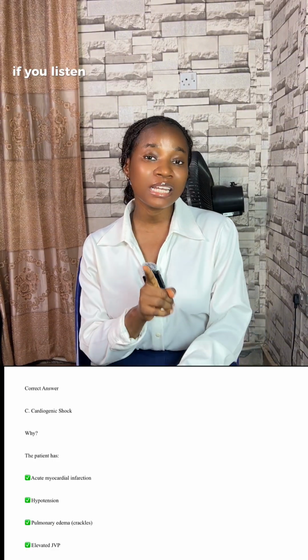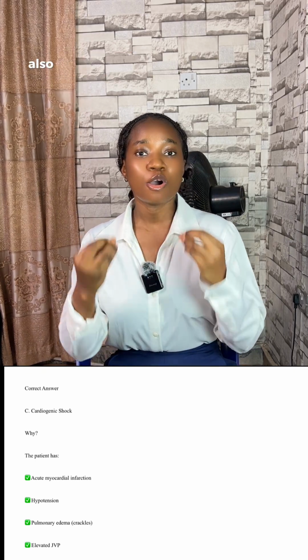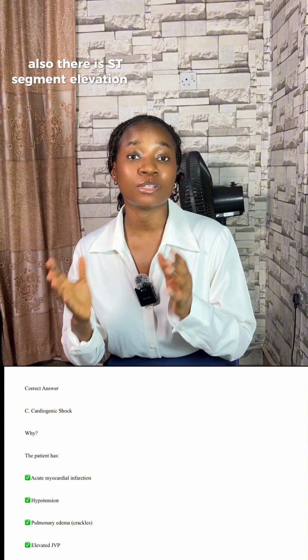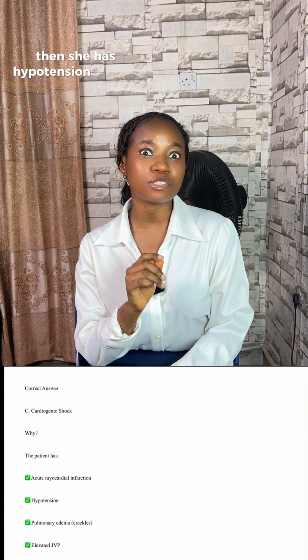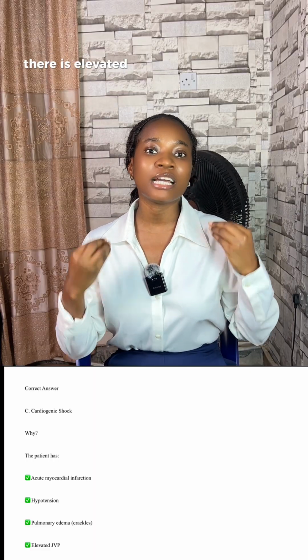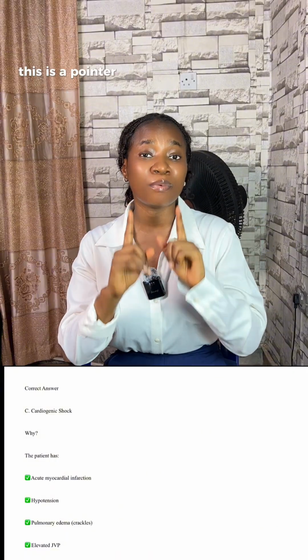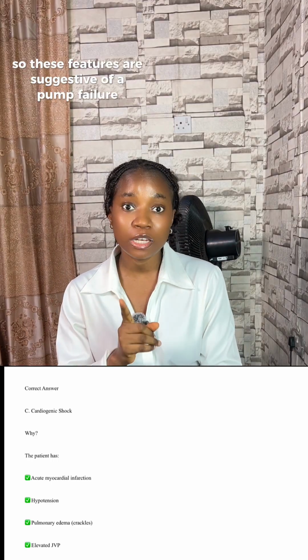The patient has an acute myocardial infarction. If you listen to the question properly, you notice that she has sudden heaviness in her chest. Also, there is ST segment elevation in the lateral leads. This points to acute myocardial infarction. Then she has hypotension, a BP of 80/50 millimeters of mercury. There is elevated jugular venous pressure. This is a pointer to heart failure. And also, there are bilateral lung crackles, which indicates that there is pulmonary edema. So these features are suggestive of a pump failure, which is the hallmark of cardiogenic shock.